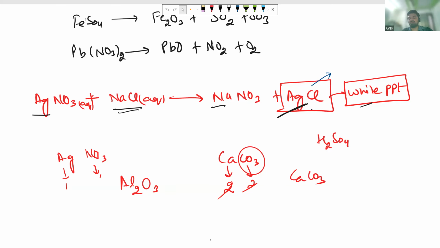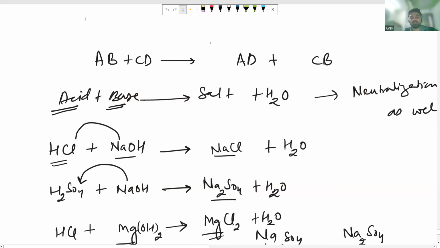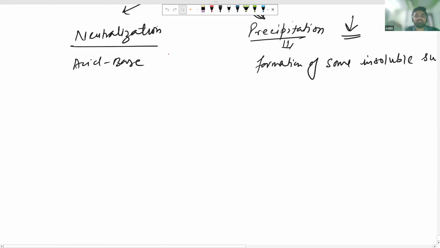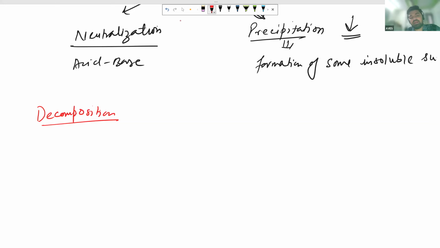So in the previous class, we were discussing the other types of reactions, and that is displacement, decomposition and combination reaction. If I ask what is combination reaction, do you have any idea? Do you have any idea what is combination reaction and what is decomposition reaction? No.